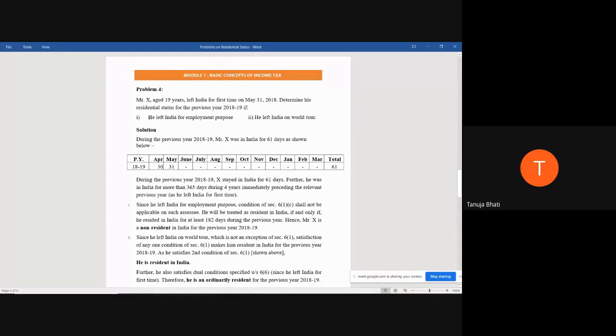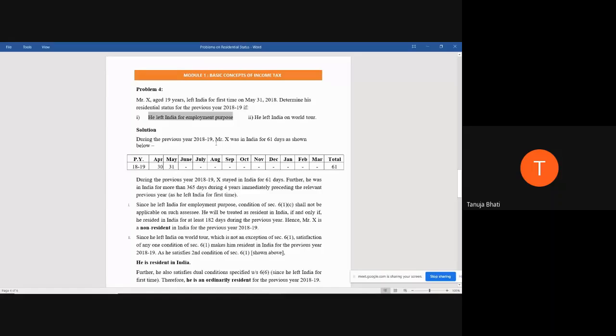So first, let us see if he left India for employment purpose. So students, now you all have to tell me that if any person is leaving India for employment purpose, how will you check his residential status? So his residential status will be checked based on his stay in the previous year. If his stay in the previous year is at least 182 days, then he is a resident. Otherwise, he is a non-resident. Correct?